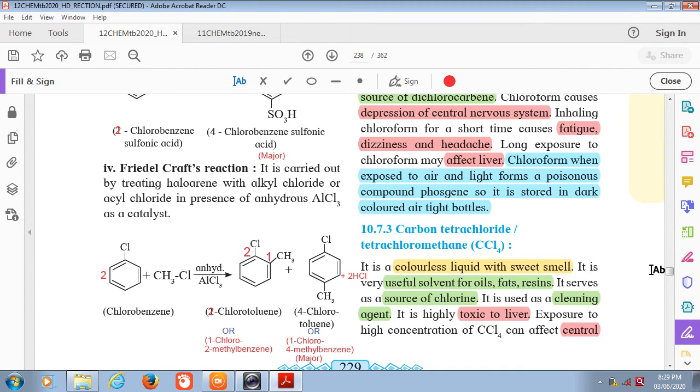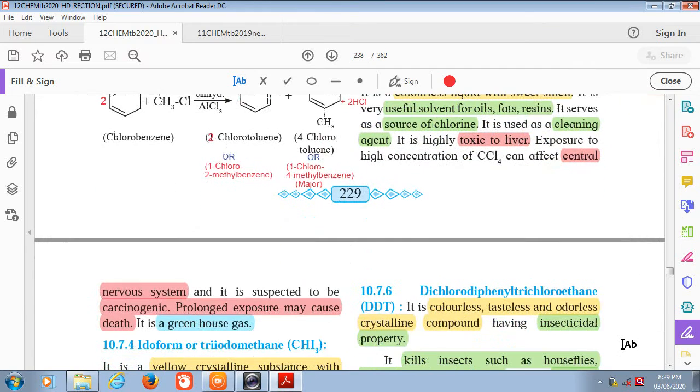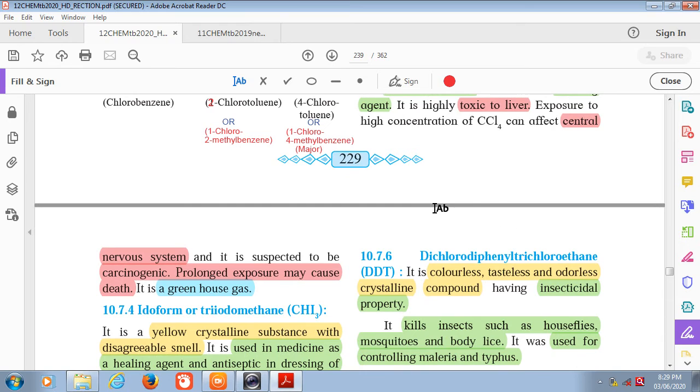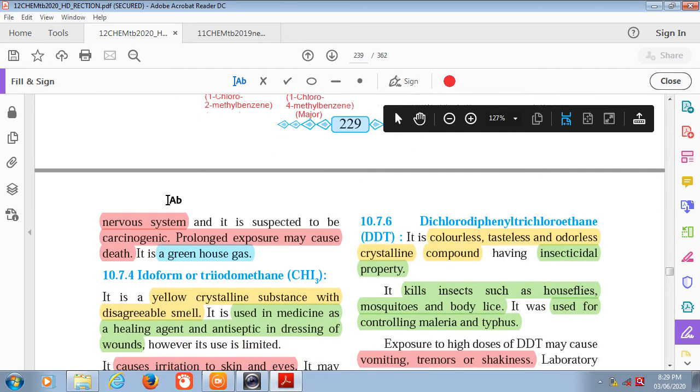And what are the uses? It is used as a solvent for oil, fat and resin. It serves as a source of chlorine. It is also used as a cleaning agent. And what is the side effect? It is highly toxic to the liver. When exposed to high concentration, it can affect the central nervous system, and it is suspected to be carcinogenic, meaning toxic. Prolonged exposure may cause death. It is also one of the greenhouse gases. Remember that this may be asked in an MCQ.